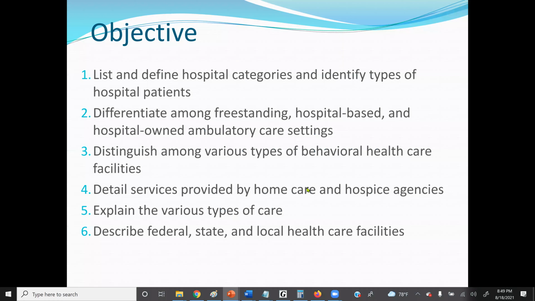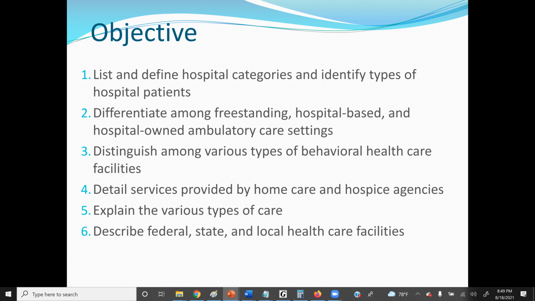This lecture will cover chapter 3 of our course textbook, and the topic is healthcare settings. Our main objective is to list and define hospital categories and identify different types of hospital patients. We're also going to differentiate among freestanding, hospital-based, and hospital-owned ambulatory care centers. Also, we're going to distinguish among various types of behavioral healthcare facilities.